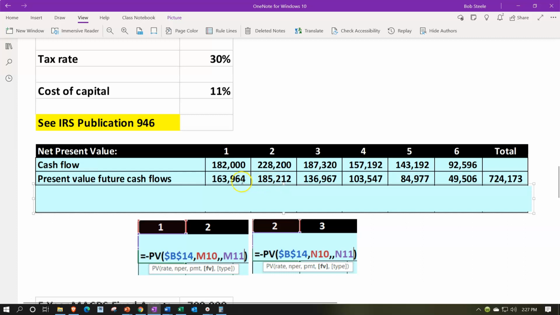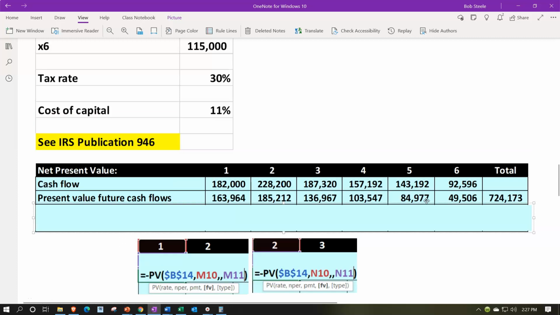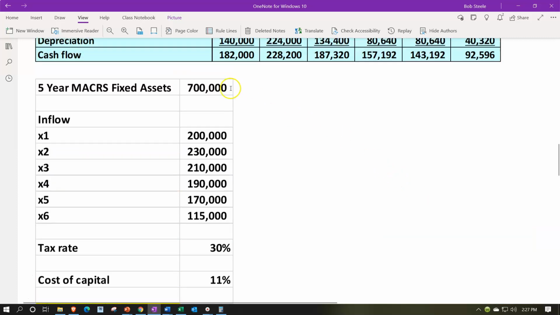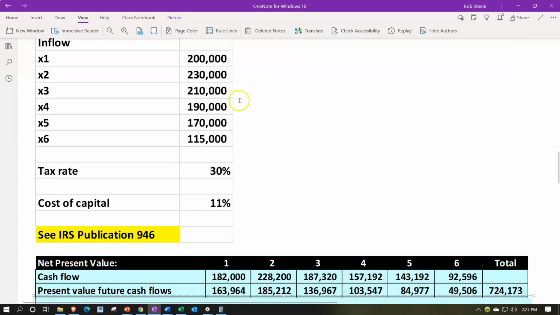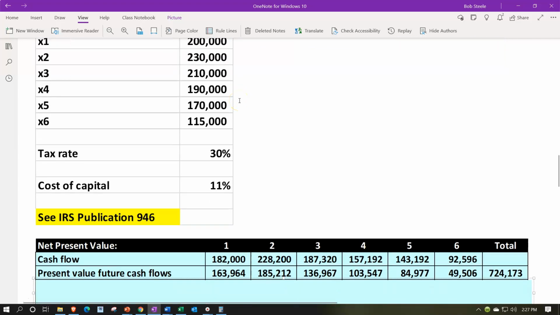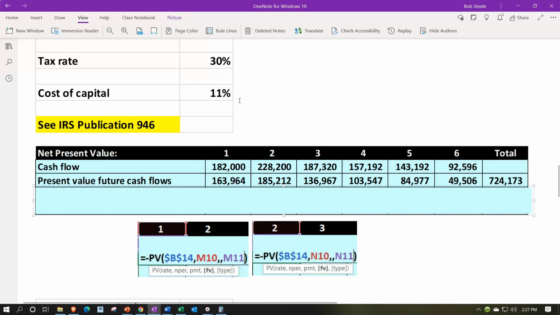If we add up all these items, then we're at the amount of the 724,173 of the present value. Now, we want to compare that to what we put in, which was at period 0, which was the cost of the equipment, which we paid for at period 0, 700,000, even though we had to depreciate and allocate the cost for taxes.